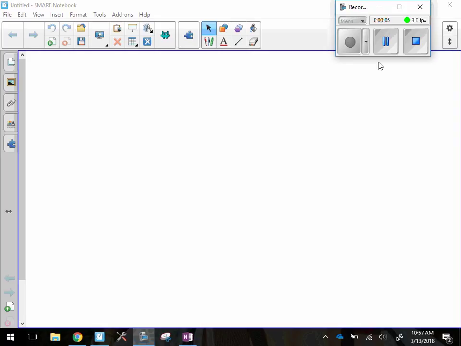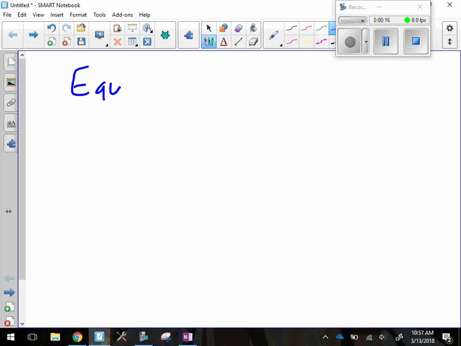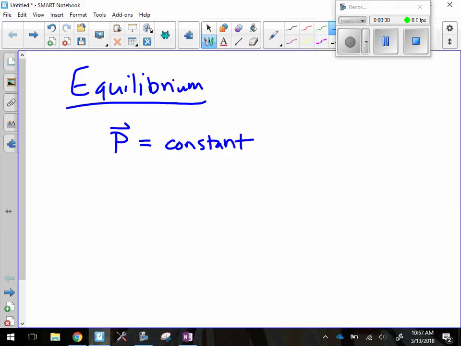So, we're talking about a new chapter today. We spent a lot of time talking about moving objects, but now we're going to discuss objects that stay still. And one example of objects that stay still are objects that are in equilibrium. So, what equilibrium actually means is that the momenta, both linear and angular, are constant.